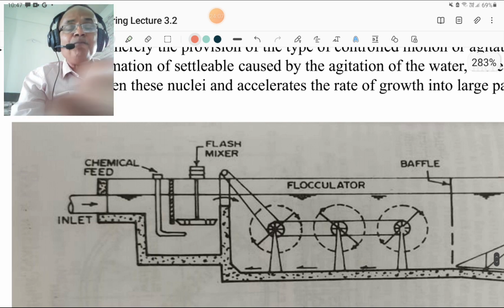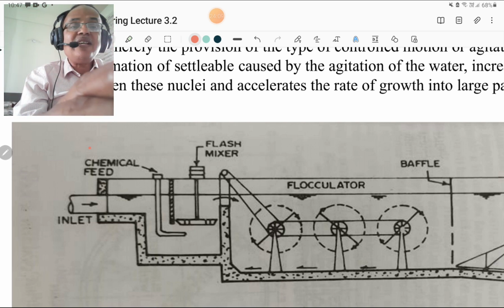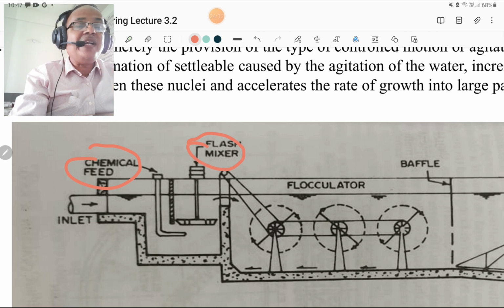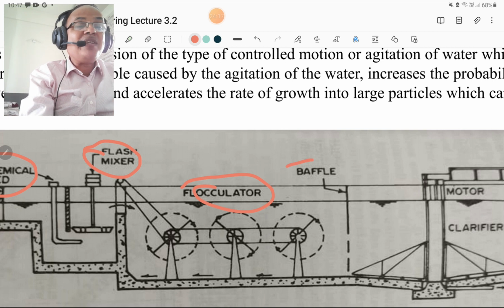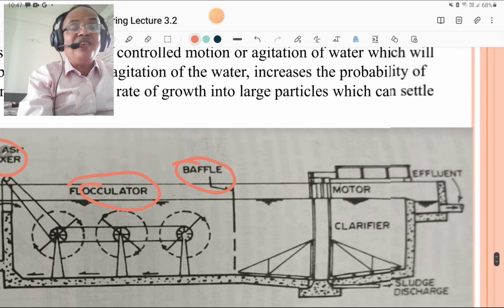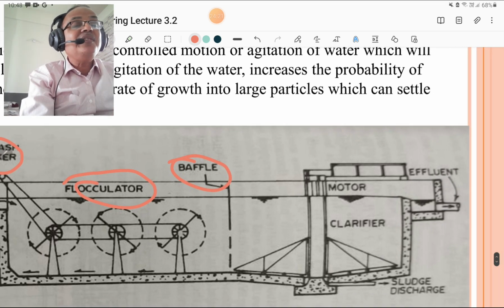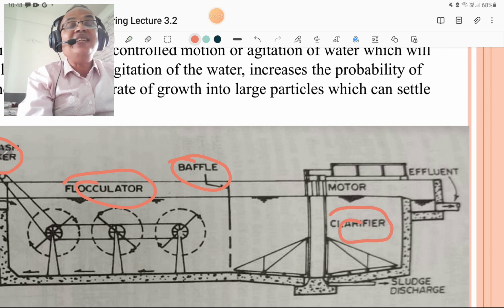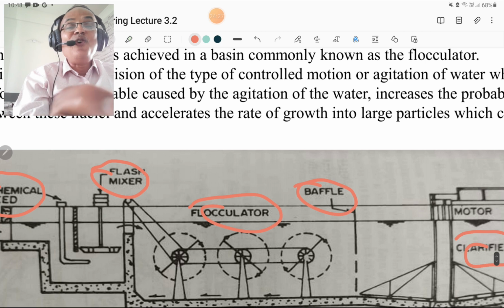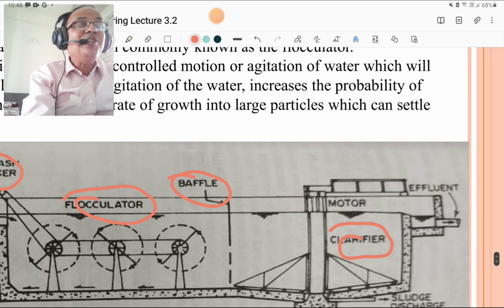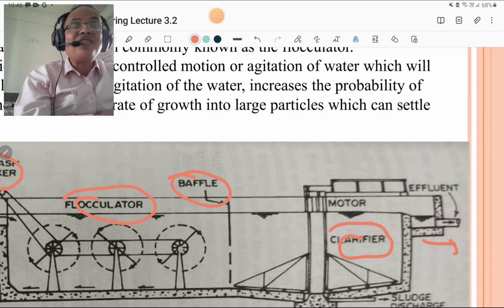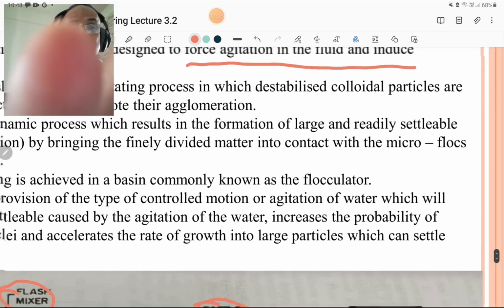So you must know this figure: from where the chemicals are fed, from where the flash mixer is provided, where the flocculators are. You must know that baffles are provided in this process. There are clarifiers also provided, and where influents are added and where effluents are taken. You must know all that, and sludge is collected at the bottom.